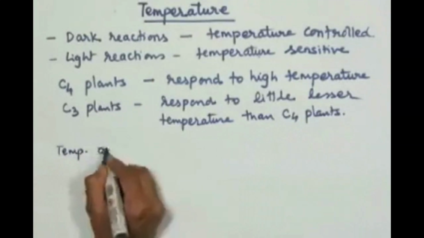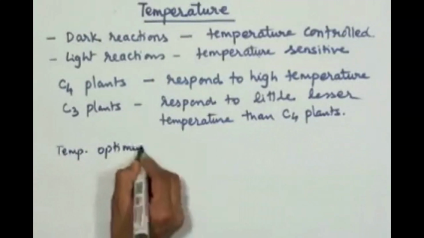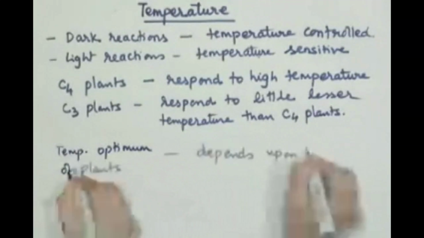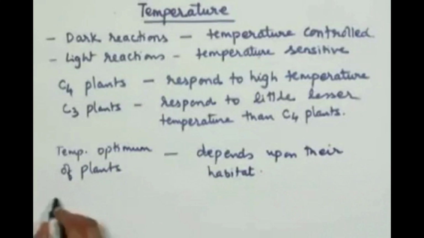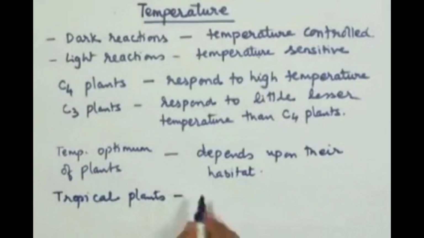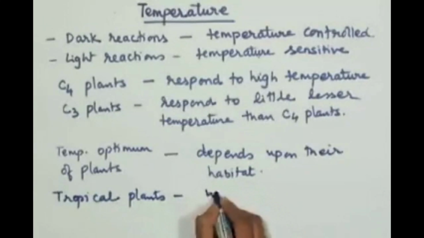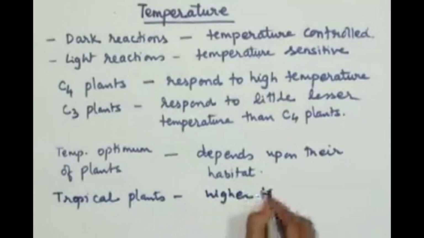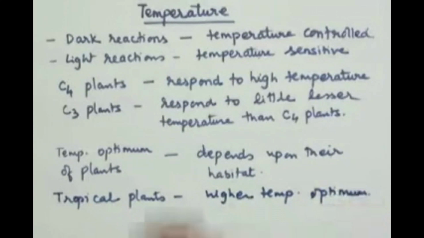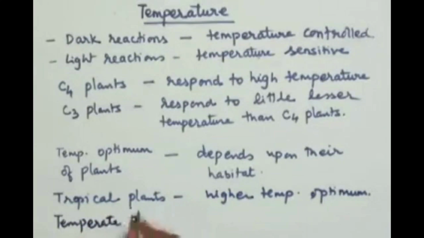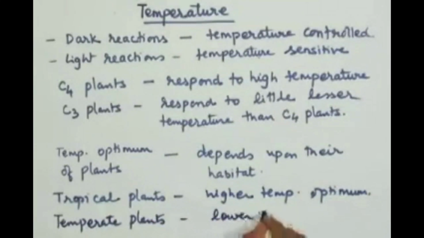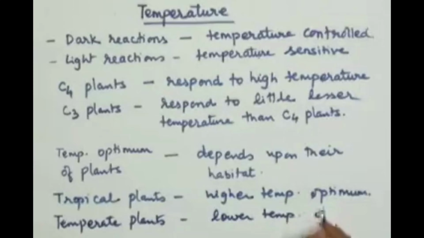Temperature optimum of plants depends upon their habitat. Like tropical plants would have an optimum of higher temperature, while the temperate plants would have a lower temperature as optimum.